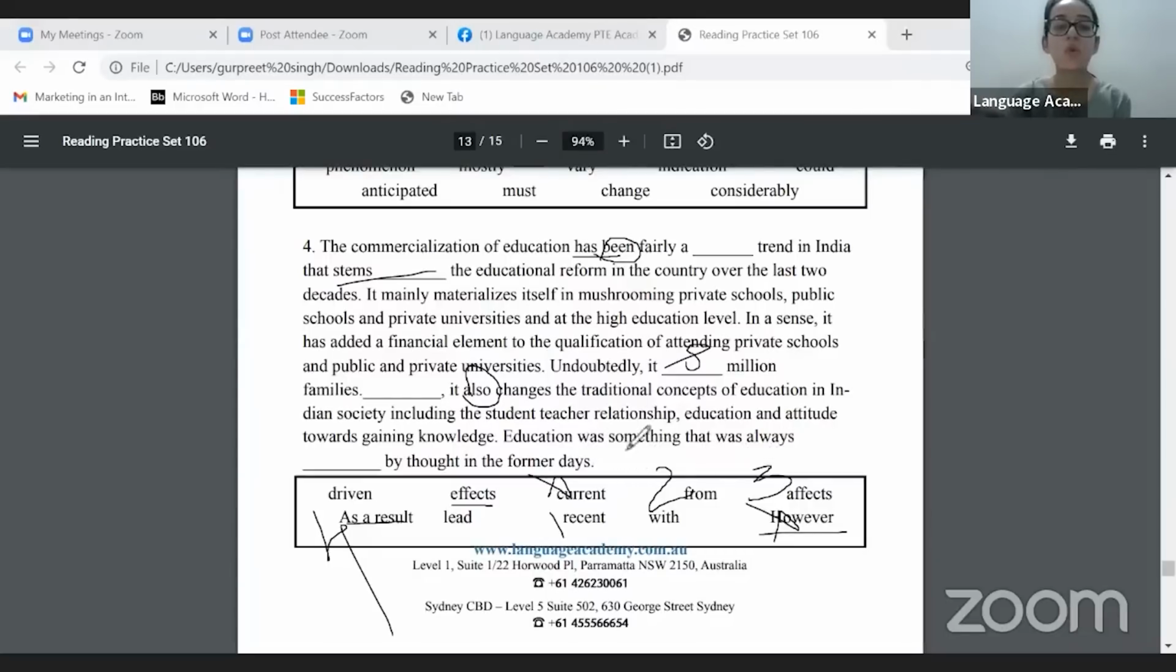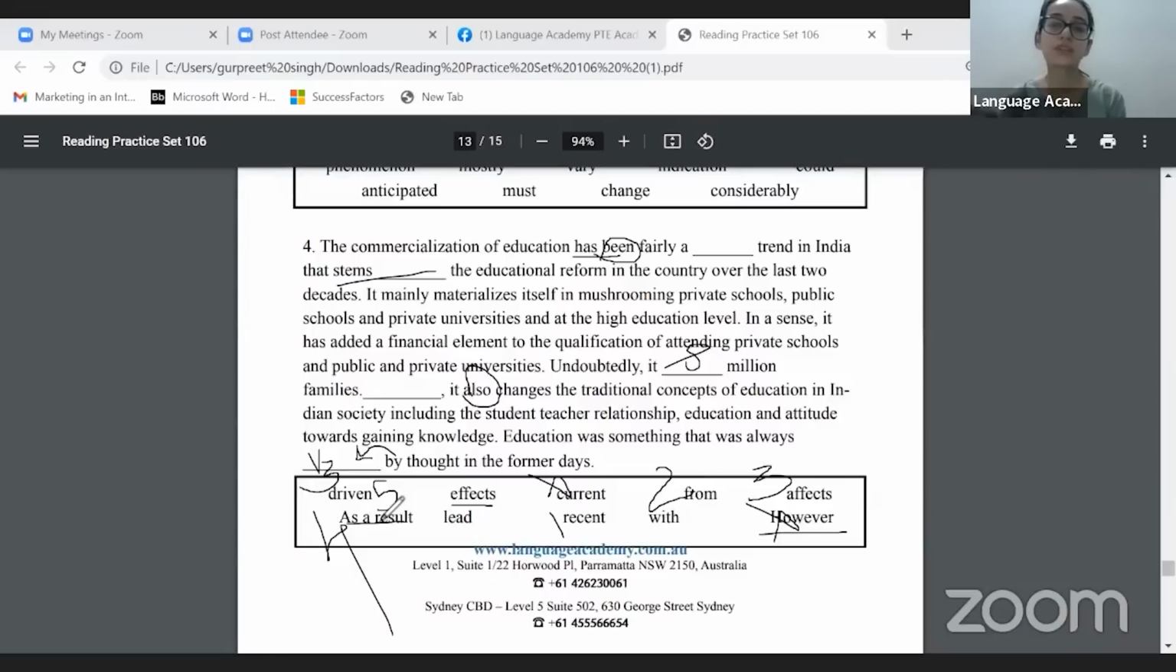Education was something that was always dash by thought in the former days. So before "by," if we have a blank, we go with the third form of a verb. Can we say education was something that was always led by thought, or that was always driven by thought? So we have two third forms, and the right answer is "driven by thought," because education is something that we do. We don't lead education, we perform education. So we'll say it was driven by thought, means it was performed or done by thought in the former days. "Led by thought" is to lead something, right?